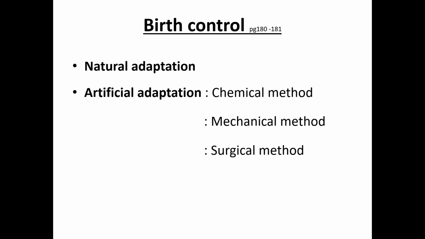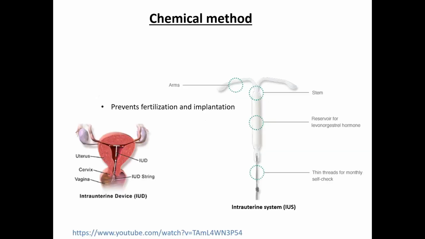Alright. Okay, lastly of this is section 5, methods of birth control. So of course you can see our textbook on page 180 to 181. Firstly is natural adaptation, or we call it natural birth control, or artificial adaptation: chemical method, mechanical method, or surgical method. So the chemical method is where you insert an IUD, or an intrauterine device, to prevent fertilization and implantation from occurring, and an intrauterine system, or an IUS. This is what you just have to know for chemical birth control.